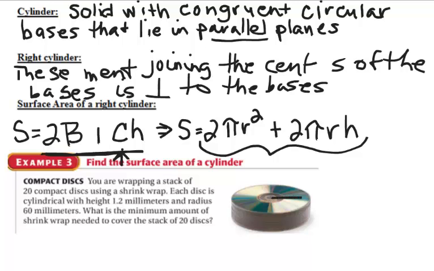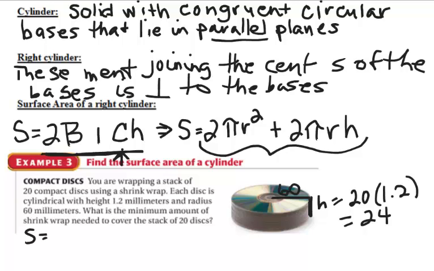This has a radius right here of 60 millimeters. Okay, so what is the minimum amount of shrink wrap needed to cover the stack of 20 discs? Let's look at what the height of this cylinder shape might be. If I look at 20 compact discs that are each 1.2 millimeters tall, then my height should be 24. All right, so we really have all the information we need.